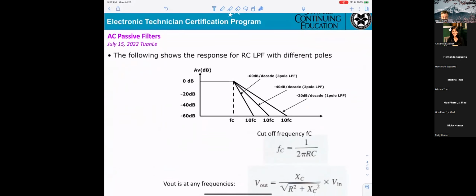The following shows the output for RC low pass filter at a different pole. Okay, we already know. That's what they call a mid-range. If you don't know, try to remember.